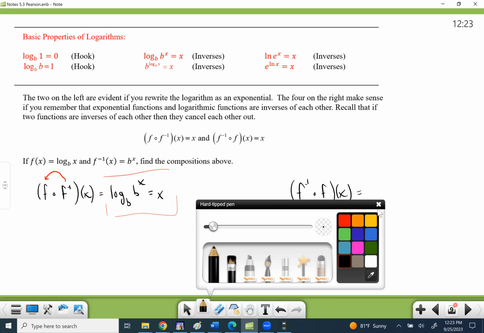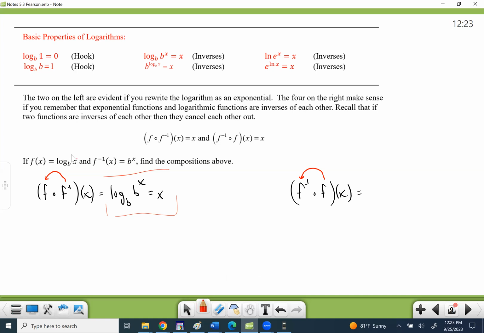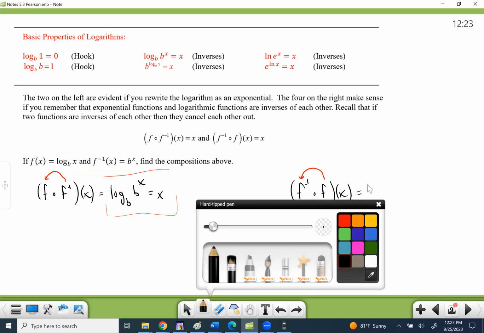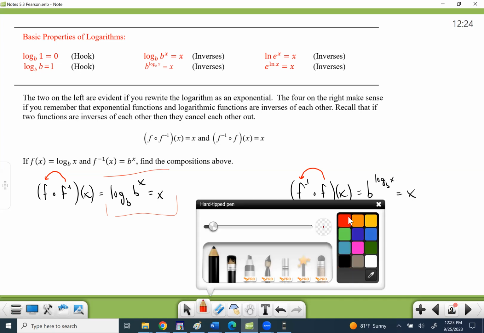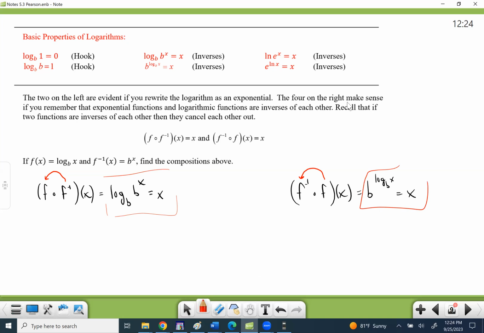All right, let's try it the other way. Now we would be substituting f into f inverse. So this log will get substituted into the x in f inverse. That would look like b to the, instead of x, log base b of x. Because these functions are inverses, the only thing that would survive would be x. They would undo each other. And if you look at that, that is exactly what is written right here.